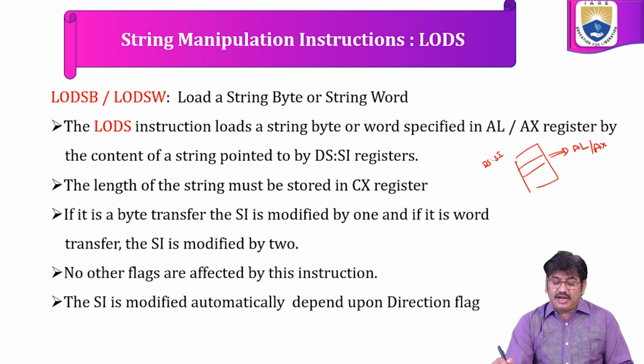If a byte is transferred, the SI is modified by 1. And if it is a word transfer, then SI will be modified by 2. No other flags are affected by this instruction. The SI is modified automatically depending upon the direction flag.